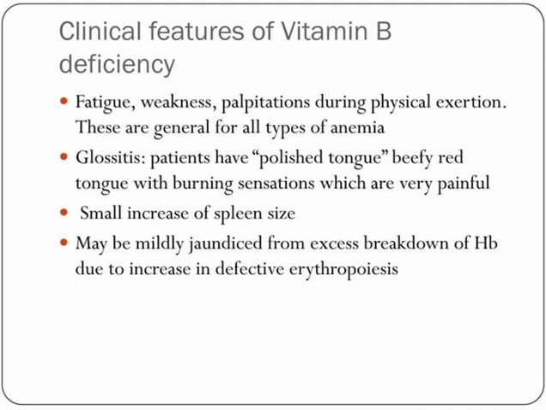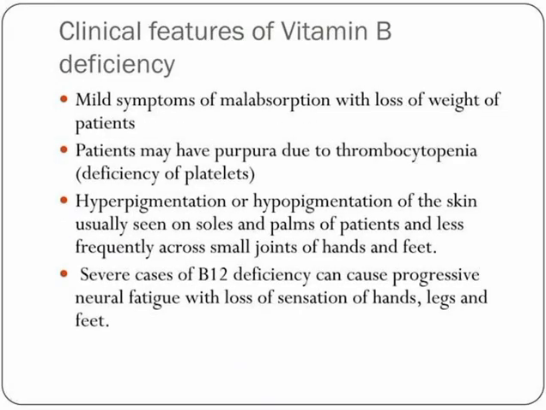So that condition is known as glossitis. Next will be the small increase of spleen size. The spleen size will be increased. The patient may be mildly jaundiced from excess breakdown of hemoglobin due to increase in defective erythropoiesis.